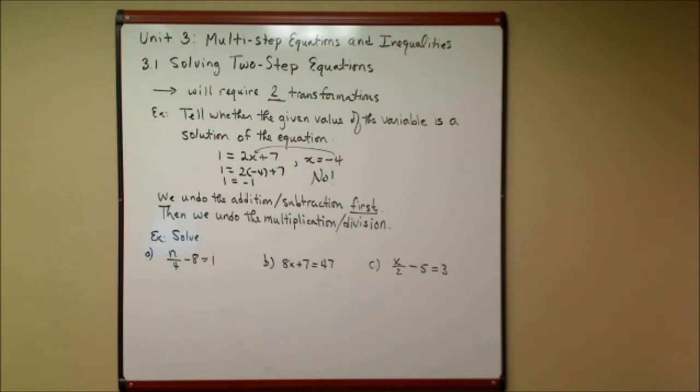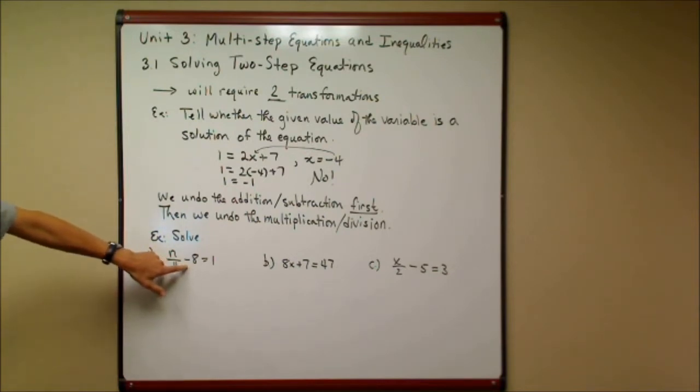Now, we're going to go about and solve some two-step equations. So we'll start with the easy ones, work our way to the tougher ones. And there are some tougher ones here, so stay with me and make sure that you take notes on this and you write these examples down. All right, solving here. I have n divided by 4 minus 8 is equal to 1.